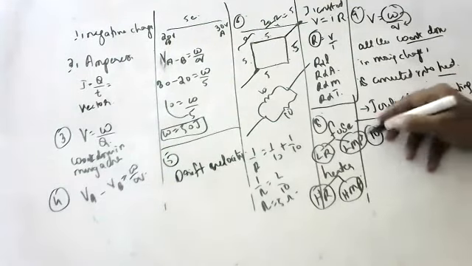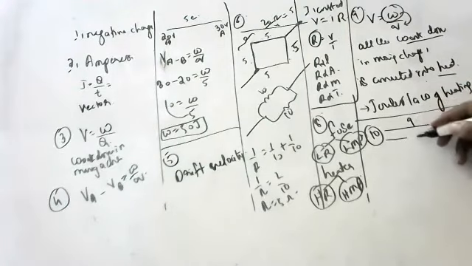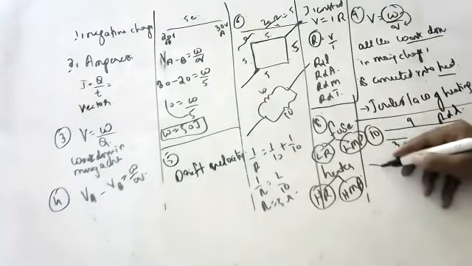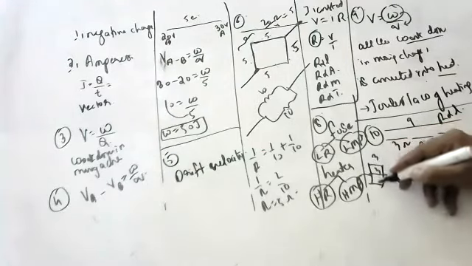Okay, 10th question. A 9 ohm resistance is cut into 3 parts and connected in parallel. Children, 9 ohm is there. Cut into 3 equal parts, each is 3 ohms, because resistance is directly proportional to length. These 3 ohms are connected in parallel. This is 3, this is 3, this is 3.